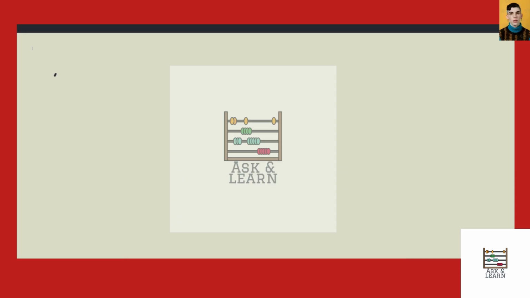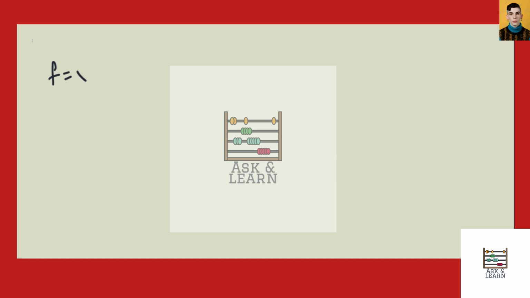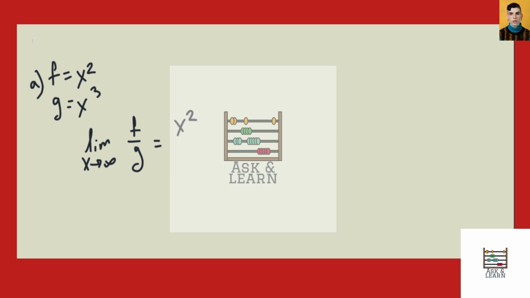All right, so here we are given that f is equal to x squared, and of course this is part A, and g is equal to x cubed. And so we want to take the limit as x goes to infinity of f over g. So this is equal to x squared. I'm getting a little ahead of myself.